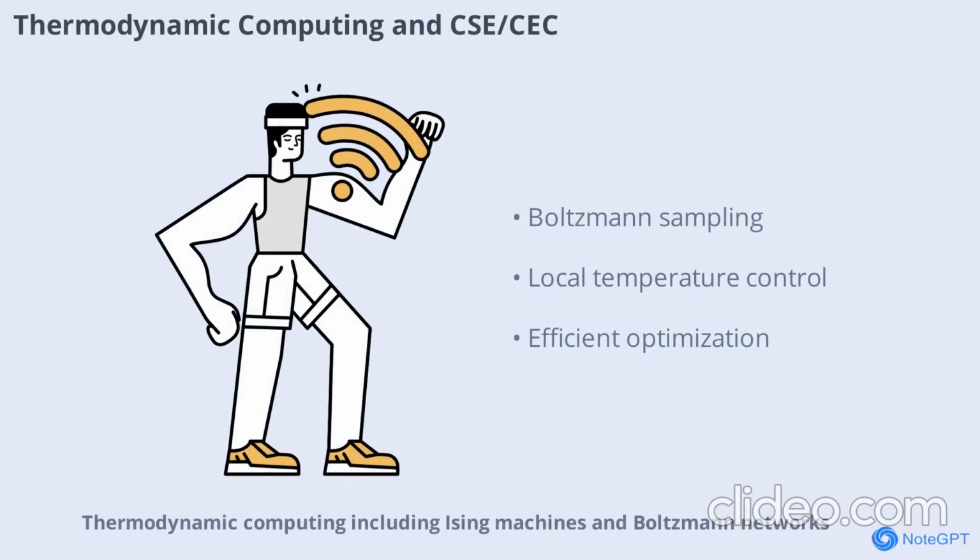Thermodynamic computing, including Ising machines and Boltzmann networks, is another natural fit for equilibrium computing. These systems use stochastic dynamics to sample from a Boltzmann distribution, relaxing toward low-energy states. Here, CSE can represent local free energy gradients or imbalances, while CEC modulates local temperature or coupling strengths. By tuning these parameters, the system can efficiently find optimal or near-optimal solutions to complex problems. This approach is powerful for optimization, sampling, and even machine learning tasks.